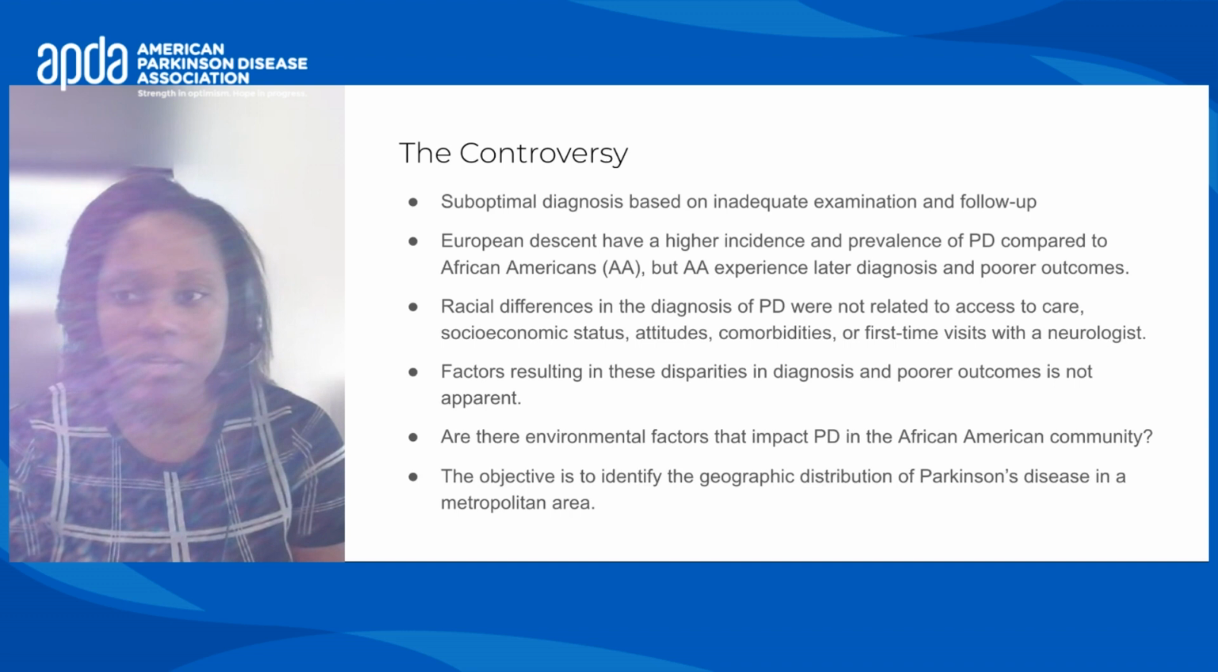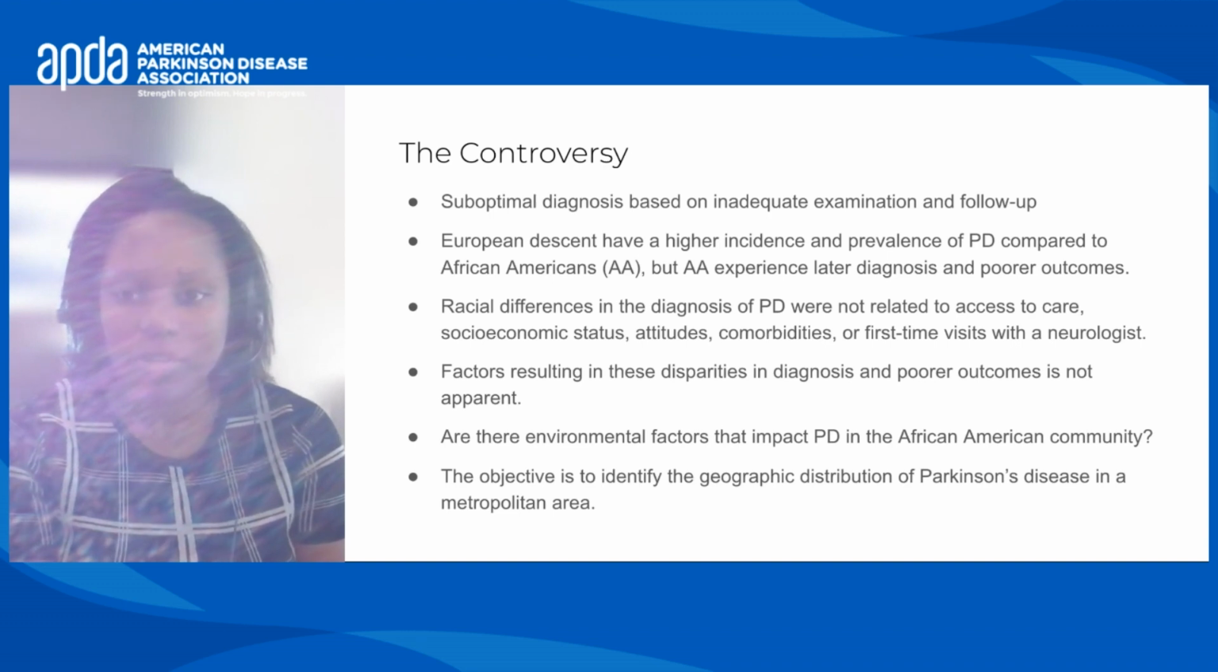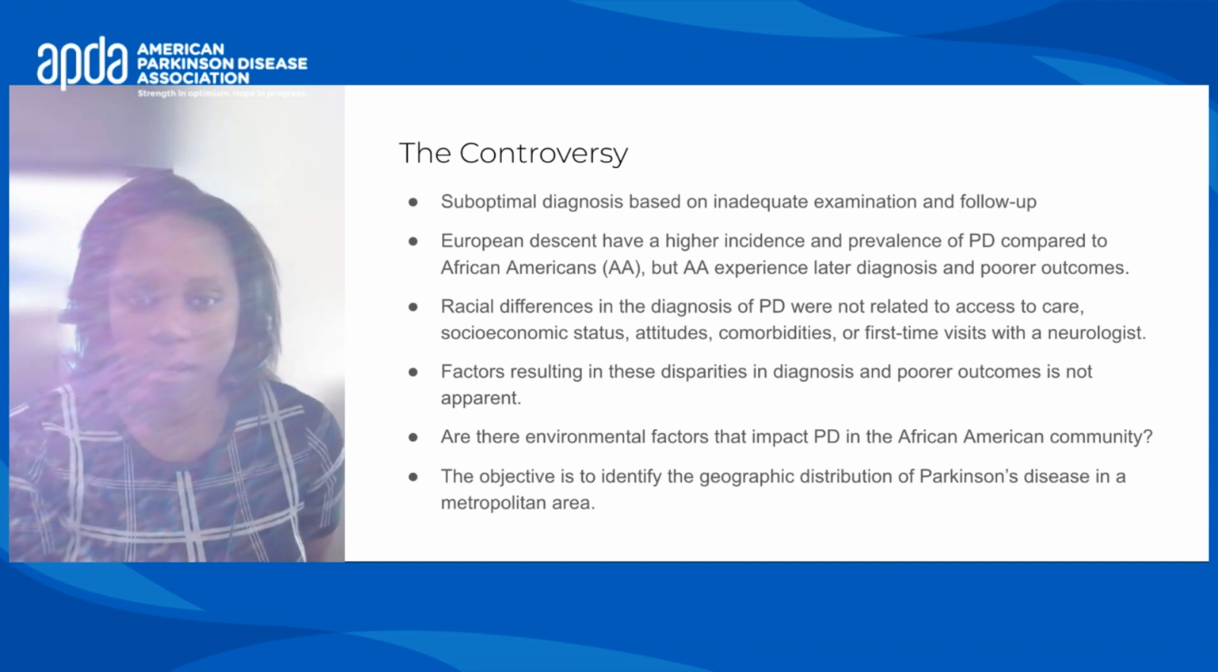And therefore, we're trying to figure out what other factors could contribute to this in addition to the biases that we already are aware of. And the question we wanted to ask was, are there environmental factors that may impact Parkinson's disease in the African-American community? And the objective was to identify the geographic distribution of Parkinson's disease in the metropolitan area.